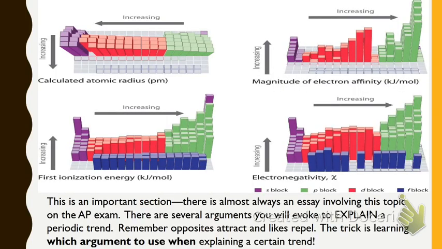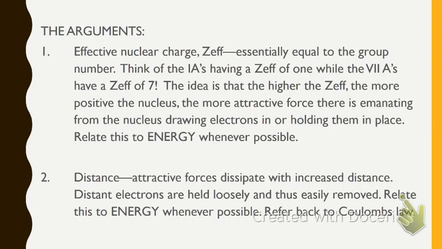All right, so that brings us to a trend, which is worthy of our time in class because they like to ask questions about this on the AP exam. And there are several different arguments you can use, but you have to use the right argument in the right situation, which is the difficult part sometimes for you to discern. Okay? So here are the trends. We'll talk about each one, just like the pretty colorful picture. Here are the arguments that we will be using throughout these, and you have to apply the correct argument to the correct scenario. First one is effective nuclear charge, or ZEF.